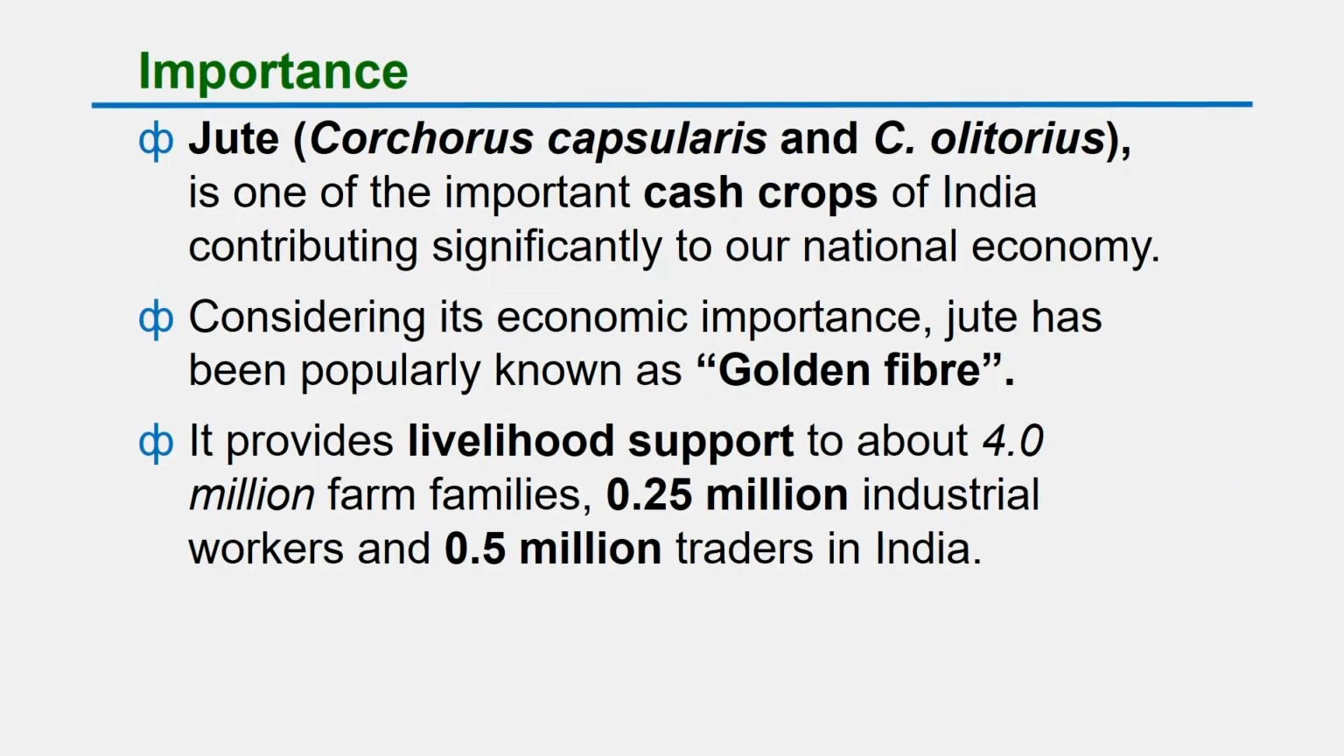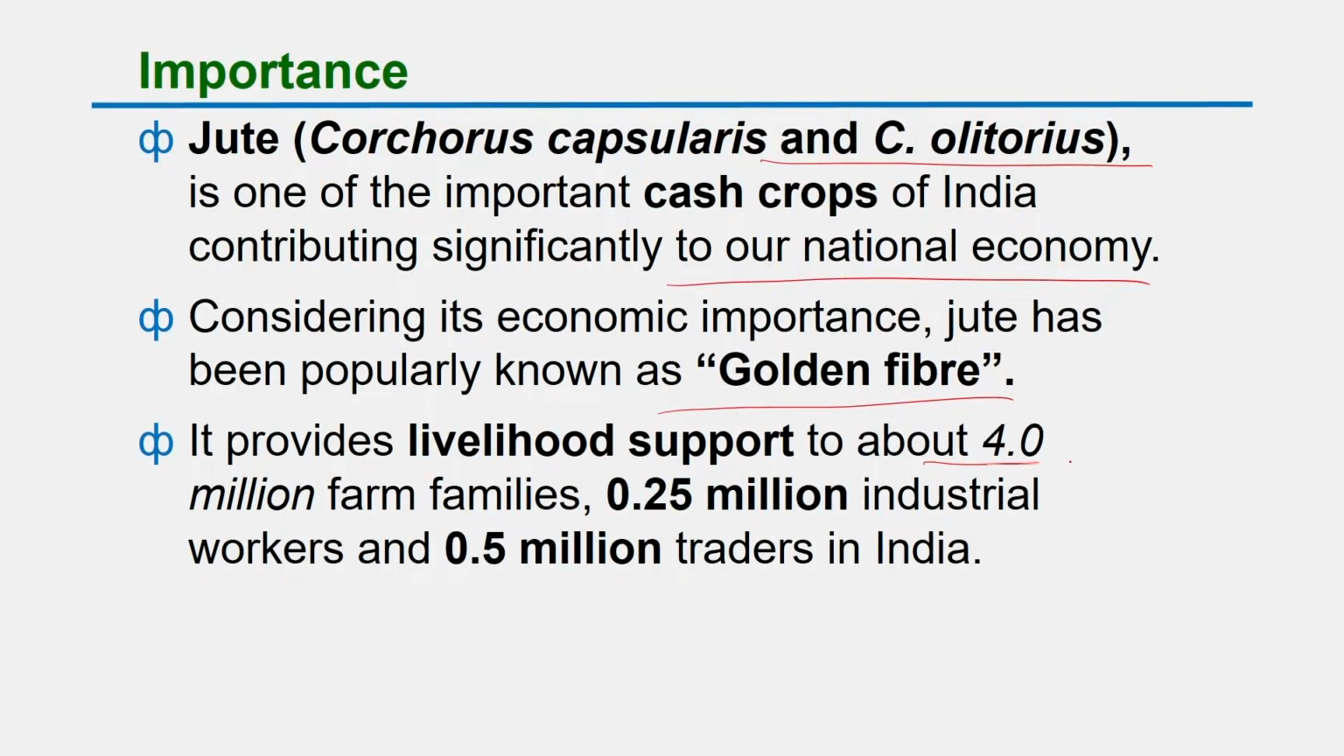Now let us check the importance, how important a jute crop is. So jute has two scientific names, or two species, Corchorus capsularis and Corchorus olitorius. It is one of the important cash crops of India, contributing significantly to our national economy. Considering its economic importance, jute has been popularly known as golden fiber. Similarly, as you know, cotton is also called white gold, but jute is called golden fiber.